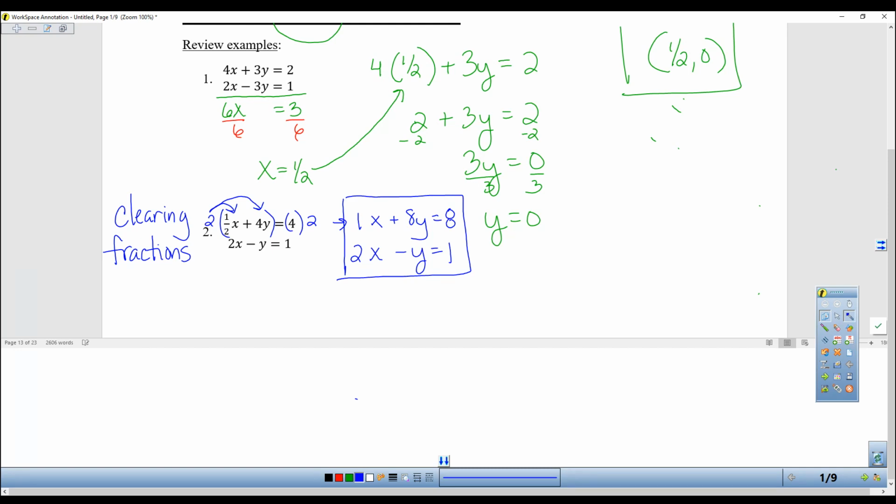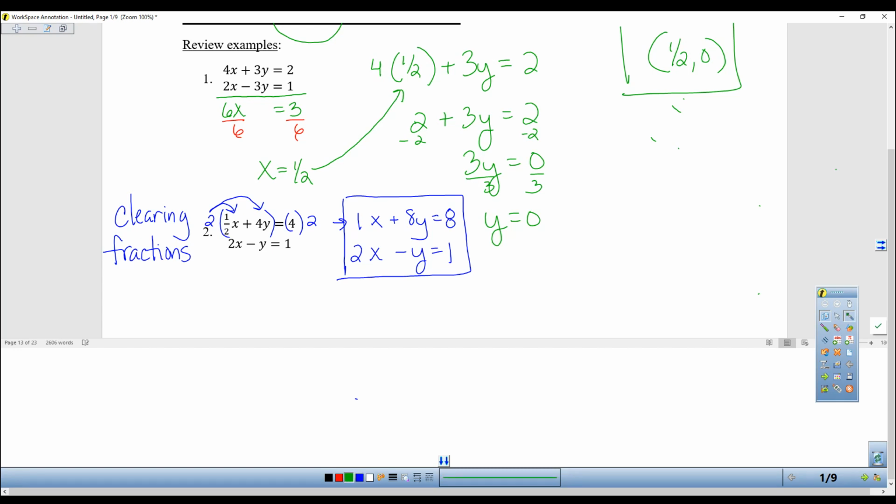So on the last one, we added the two equations together and the y's just went away. That was a beautiful thing. That is not going to happen on a regular basis. Normally, you need to alter one of the equations to make that happen. So you have a couple choices.